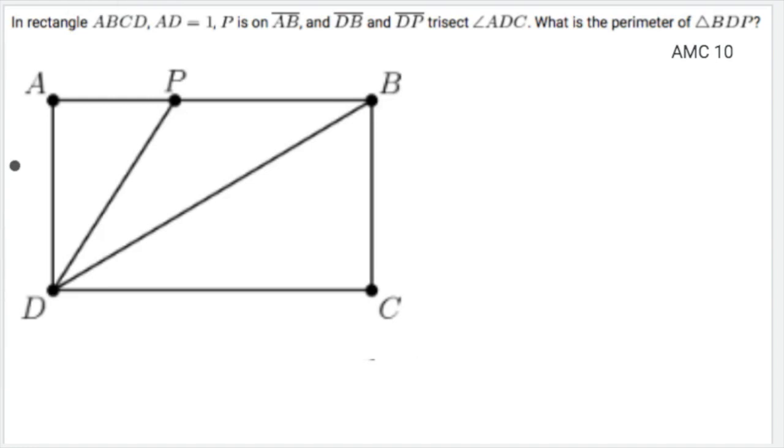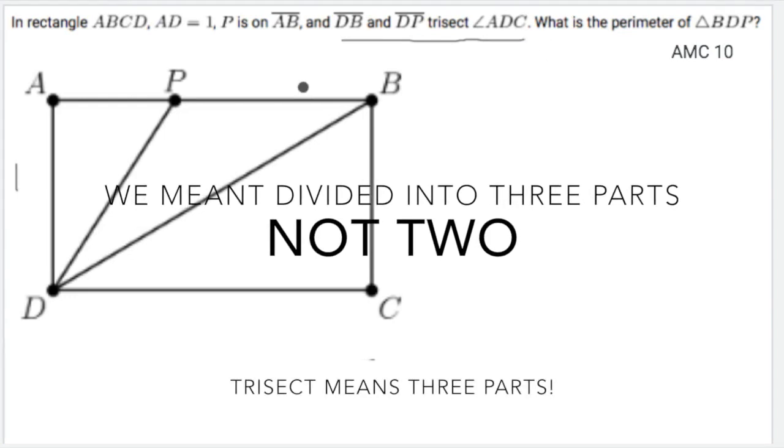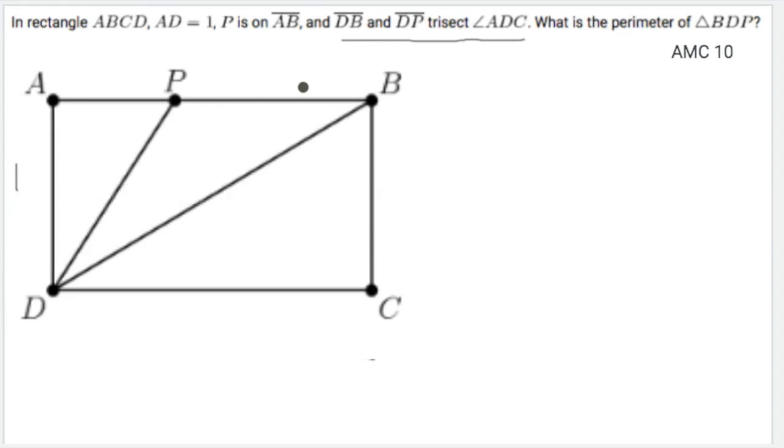So we know AD is 1. It says these two lines DB and DP trisect ADC, and this is pretty much the most important part of the problem. If an angle is trisected, that means it's divided into three equal parts, and we know angle D is just 90 degrees because it's one of the angles of the rectangle, and a rectangle has all 4 angles that are 90. So that means each of these angles, ADP, PDB, and BDC, are all 90 divided by 3, which is simply 30 degrees. So they're all 30 degrees.